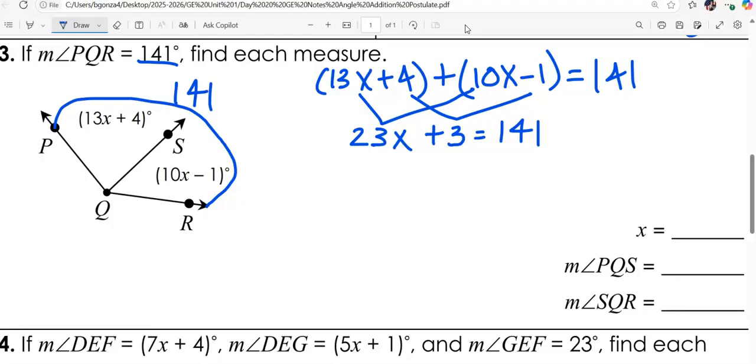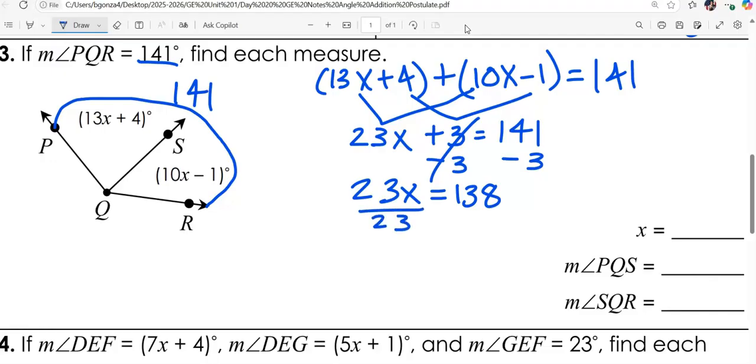You want to get rid of the loner. On the side of x, the number by itself is positive 3. The opposite, so minus 3. So 23x equals 141 minus 3, 138. And then how do I get rid of this 23? Divide. 138 divided by 23 is, Desmos or mental math, 6.